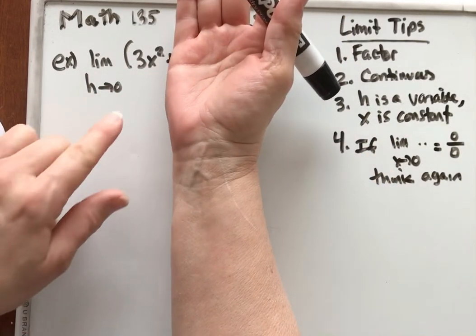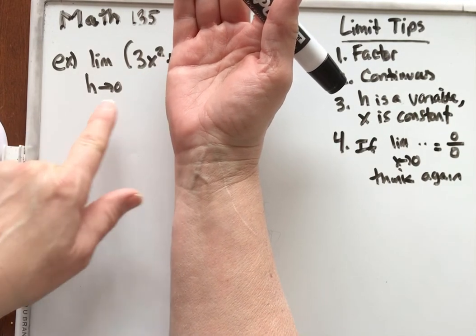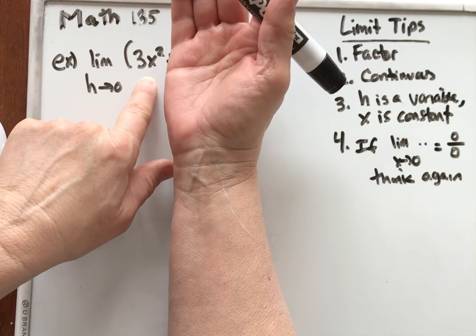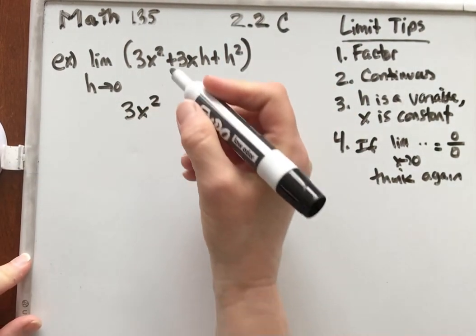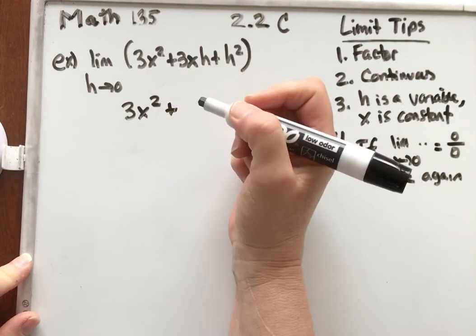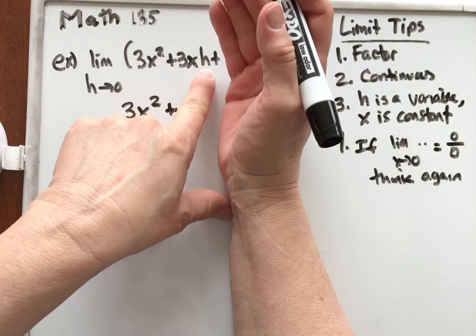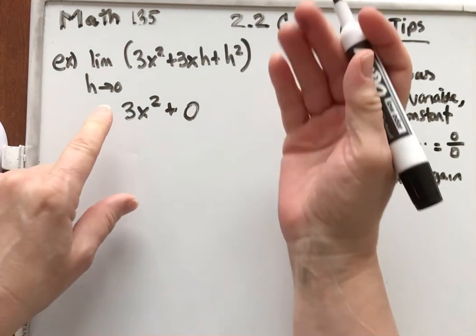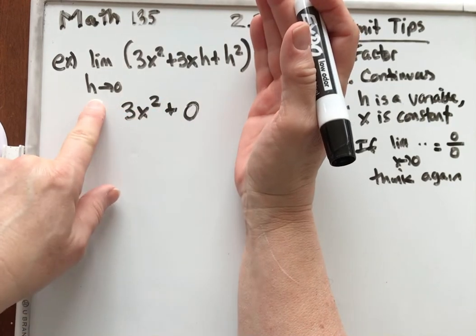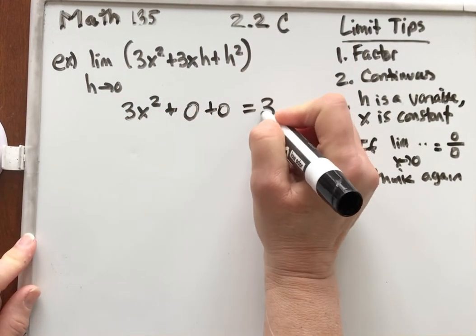So looking at this one first, x is a constant. And here we have h approaching 0. So we're just going to have 3x squared as the answer for that one. Bring the plus sign. X is a constant, h is 0. 0 times this is just 0. Okay. Here h is the variable. So we put it in and we get another 0. So our answer is 3x squared.